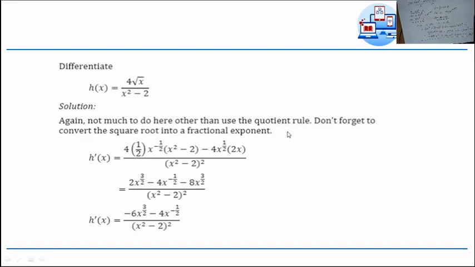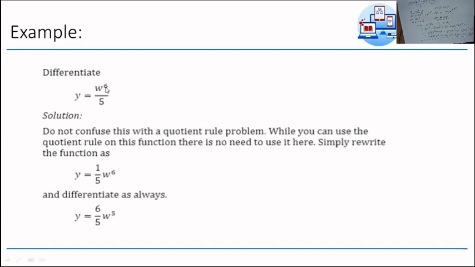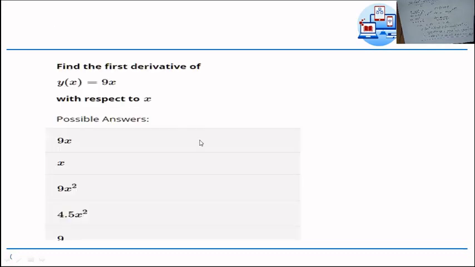Okay, next. O, pareho lang ito, no? Product rule, 6 times W, so naging 6W. Raised to 6 minus 1, we have 5. So, ganun lang po siya kadali. Okay? Now, it's your turn, no?